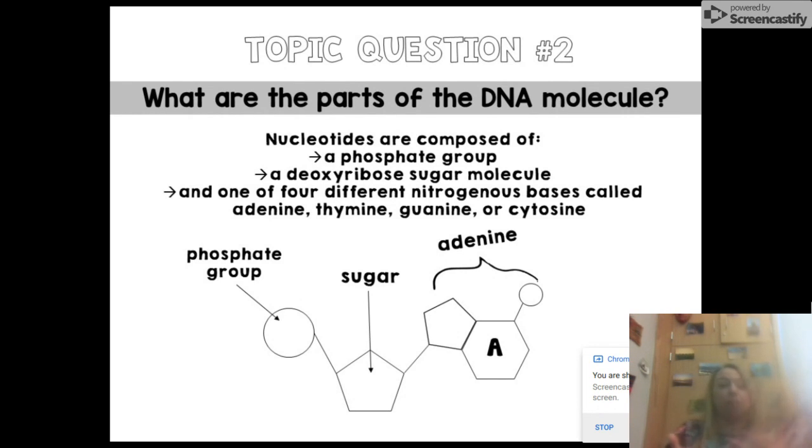So again, what are the parts of the DNA molecule? Just to recap, nucleotides are composed of, number 1, a phosphate group, which would be this one right here. Number 2, in the middle, we'd have our deoxyribose sugar molecule. And up here on the right, we'd have one of our 4 different nitrogenous bases. Those are called adenine, thymine, guanine, or cytosine.